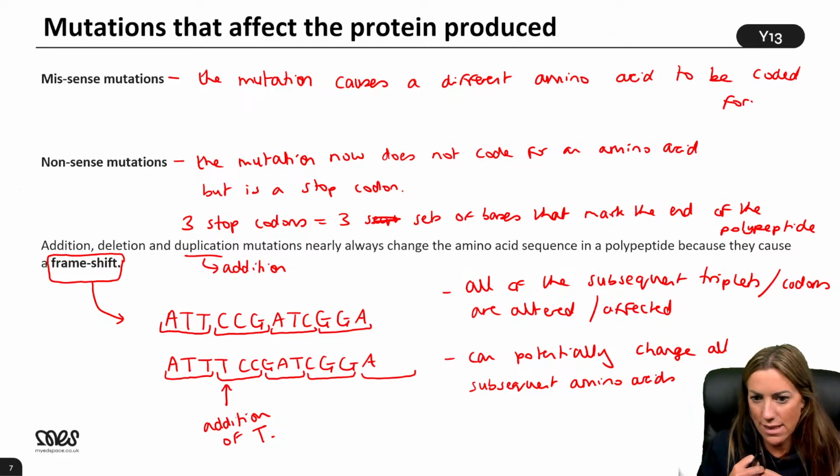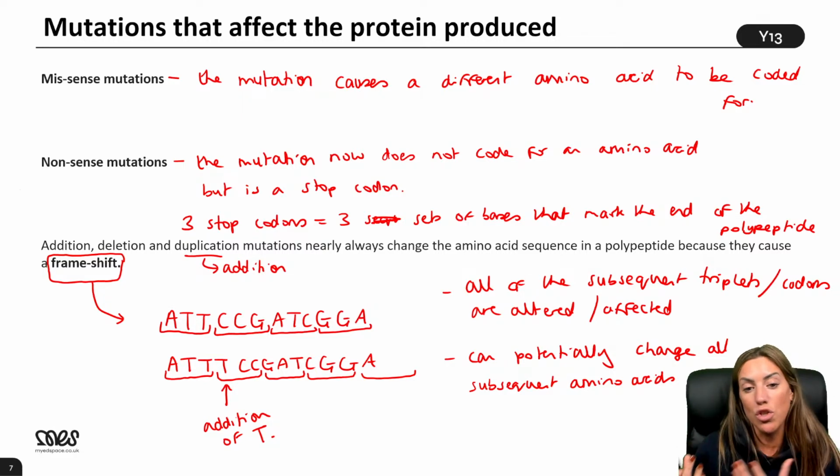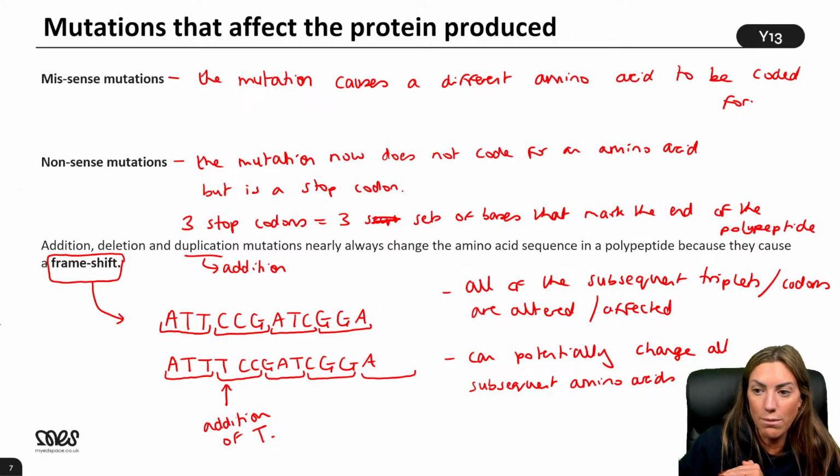Why do bases come in triplets? It's just how the genetic code works. It's called a triplet code. So 3 bases code for 1 amino acid.